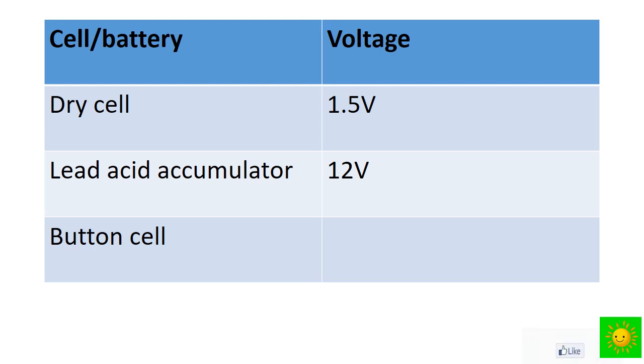Dry cells, there are 1.5 volts. Lead acid accumulator with 6 cells is 12 volts. Then measure the voltage of a button cell at the school laboratory.